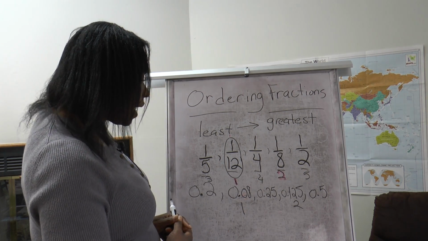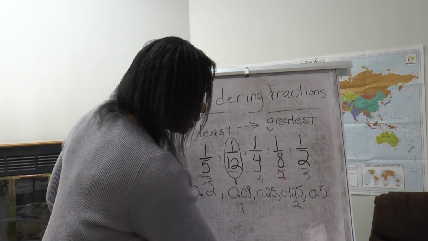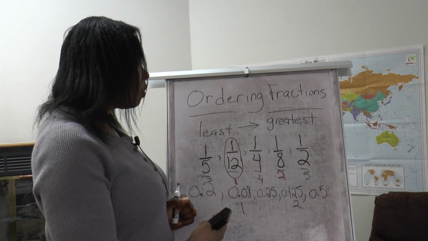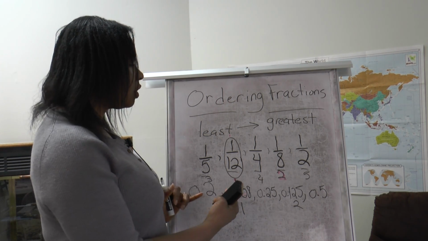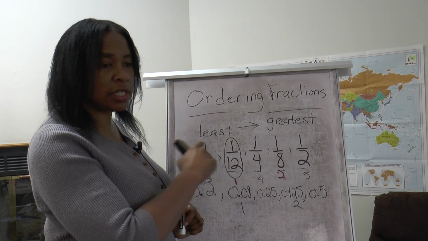So the new way to look at this, now we have ordered them from least to greatest. And hopefully that's helpful to you when you're doing your ordering fractions. You can also do this if it was reversed, from the greatest to the least. You can do the same thing.